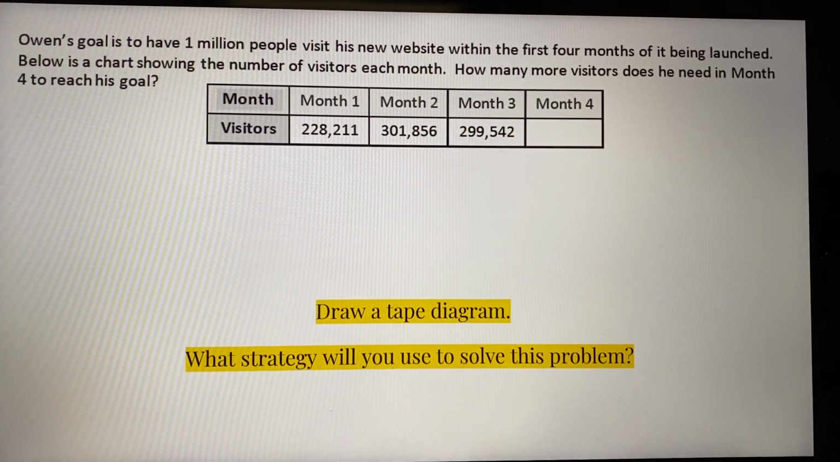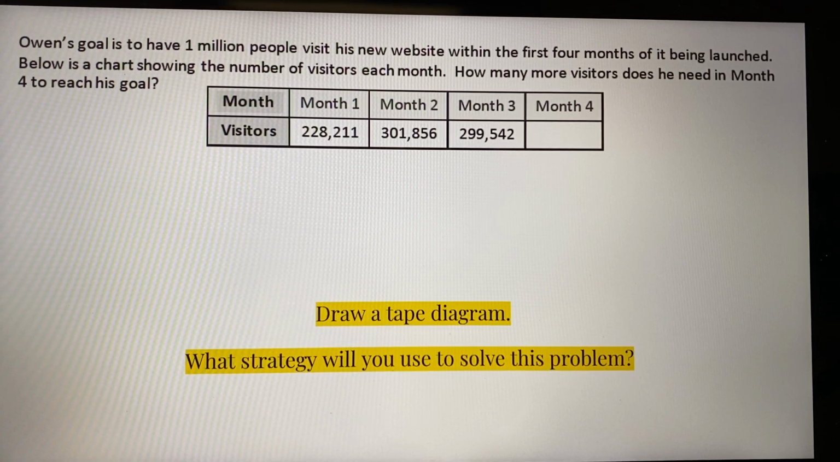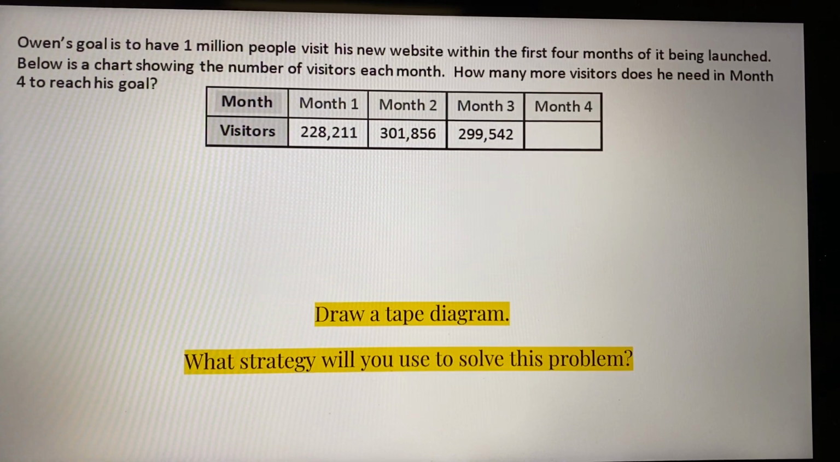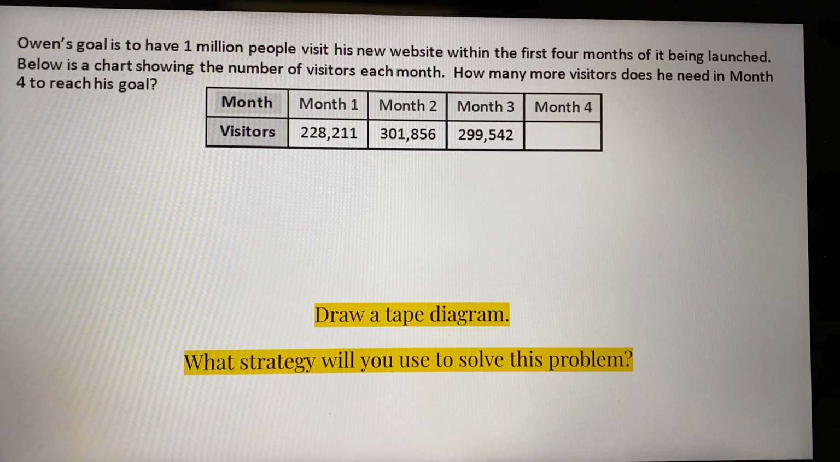All right, here's our next problem. Owen's goal is to have 1 million people visit his new website within the first 4 months of it being launched. Below is a chart showing the number of visitors each month. How many more visitors does he need in month 4 to reach his goal?